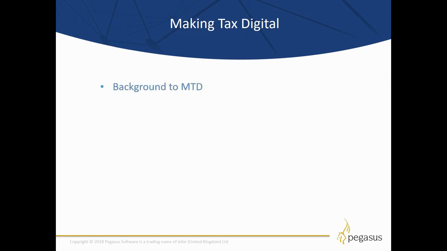So, what is the background to Making Tax Digital and where did it come from? Making Tax Digital was an initiative that was announced in George Osborne's March 2015 budget and is part of HMRC's goal to implement a digital revolution into the tax system. They see Making Tax Digital as fundamental in transforming the tax administration so that it is more effective, more efficient, and easier for taxpayers to get their tax right.